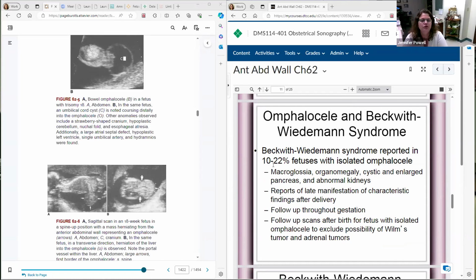Beckwith-Wiedemann syndrome is reported in 10 to 22% of fetuses with isolated omphaloceles.